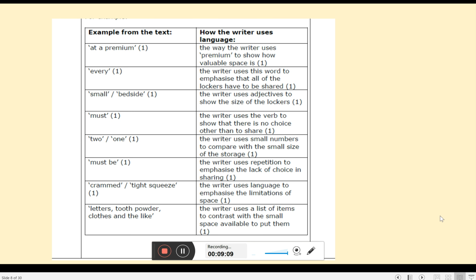Okay, and here's some examples from the mark scheme of other possible answers. So you can have a look at these and see that you don't have to use really technical language, but what you do need to do is to make sure that you do an explanation. So for example here, you don't have to say adjectives, you could just say words, but show that it shows the size. Yeah, so what they're looking for is a specific example, not a whole sentence, and then a good explanation. Okay, so that is the overview and how to answer question 1 and 2.